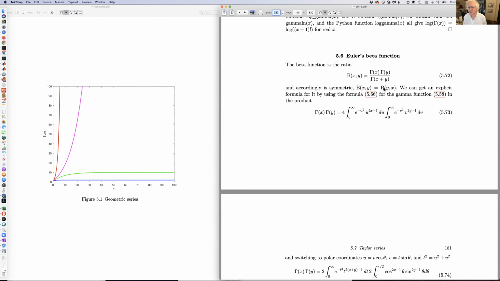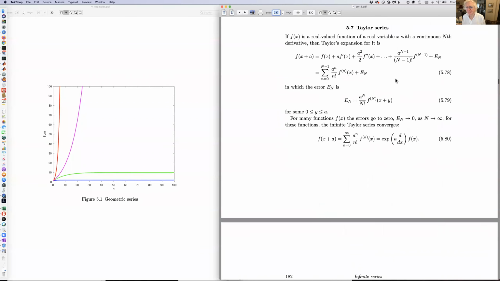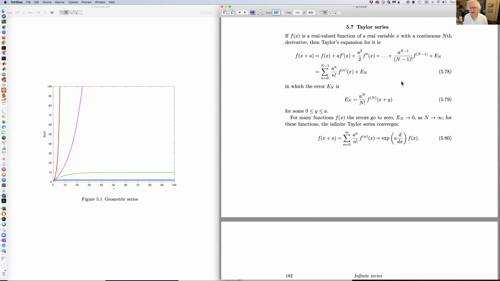This is just a definition, Euler's beta function, and what's remarkable about it is that it's so simple in a sense. It's gamma of x, gamma of y over gamma of x plus y. I think we can skip the rest of that. Taylor series.